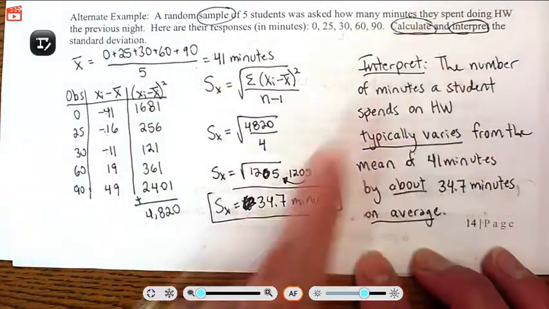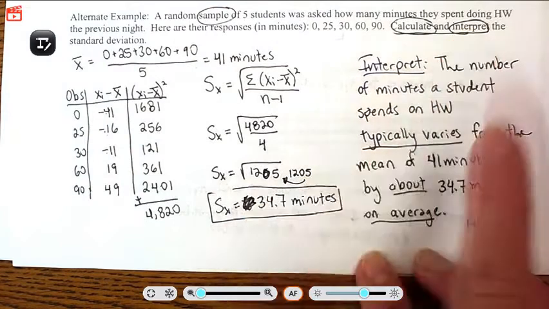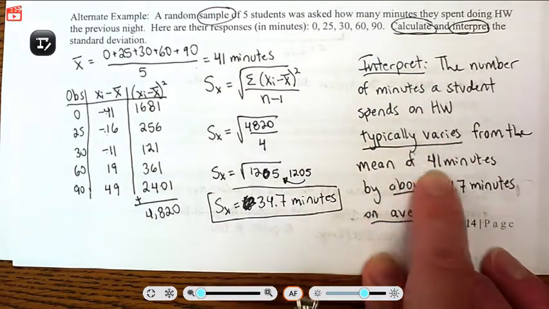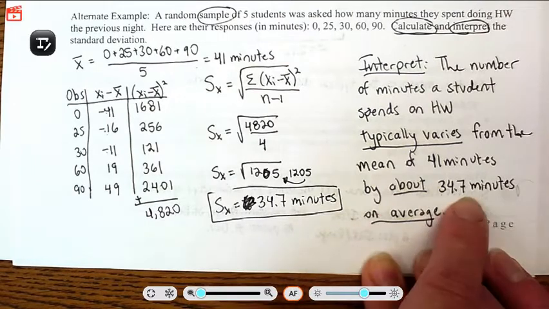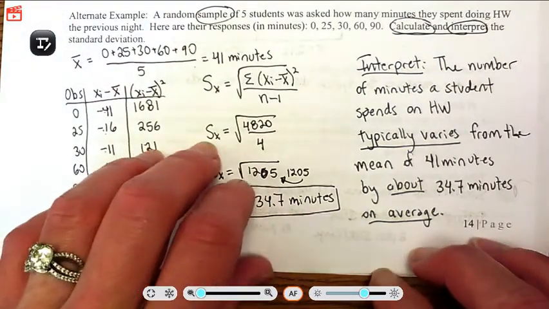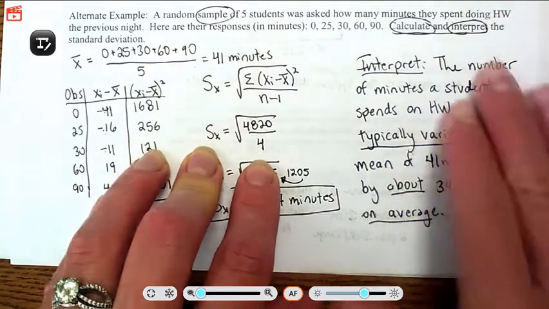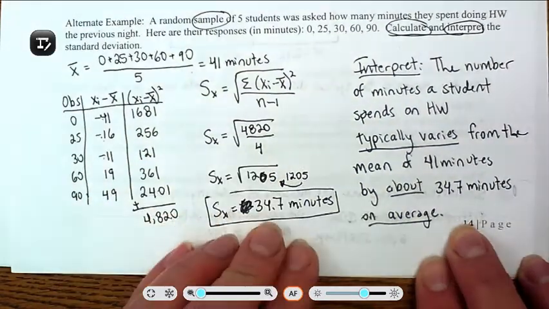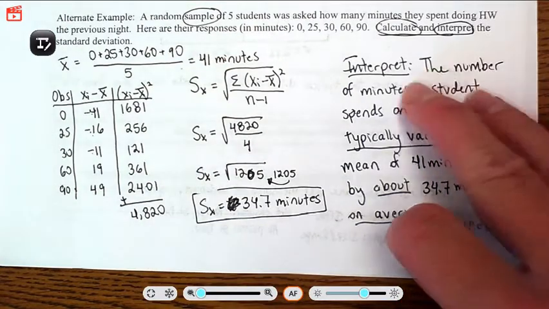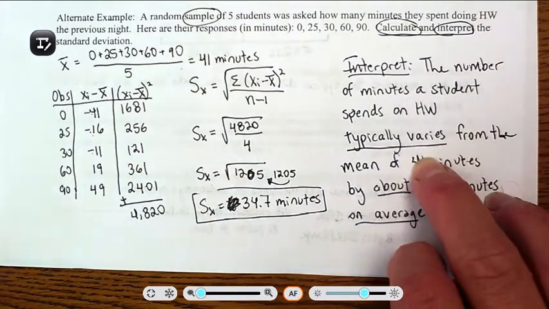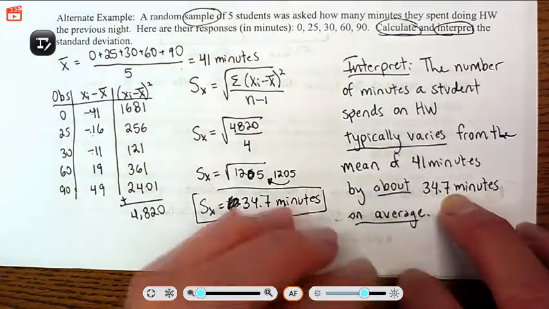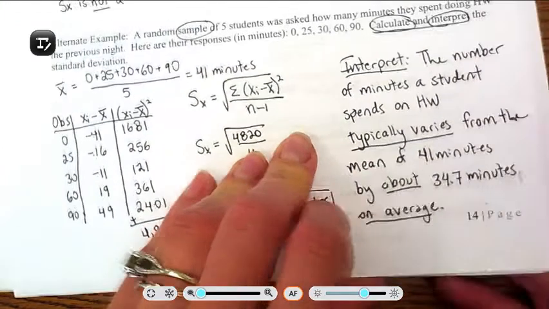Okay, calculate, did it, interpret. The number of minutes a student spends on homework typically varies from the mean of 41 minutes by about 34.7 minutes on average. This is a good template to memorize for interpreting standard deviation. The typical context varies from the mean by about the standard deviation on average. Okay.